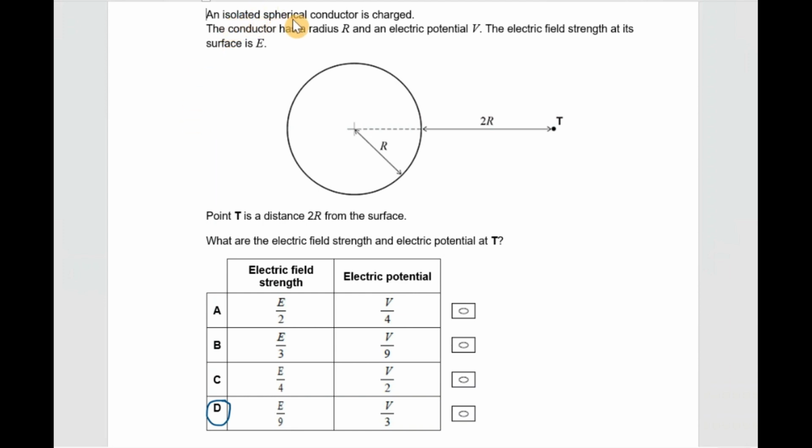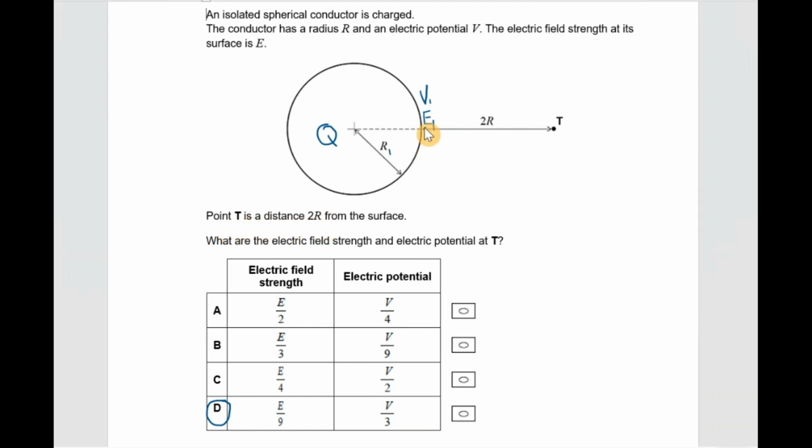So we've got an isolated, charged spherical conductor. I'll call its charge Q. The conductor has a radius R and an electrical potential V. The electrical field strength at its surface is E. I'm going to call these first conditions condition 1: radius R1, initial electrical potential V1, and initial electrical field strength E1.